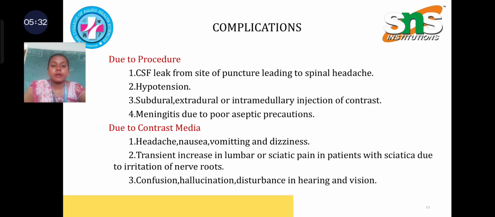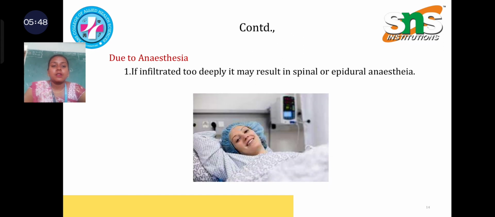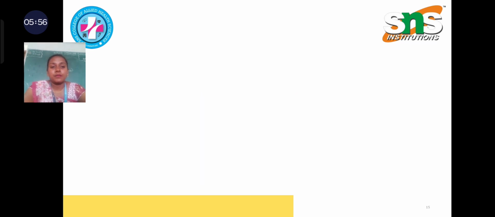Due to contrast media: headache, nausea, vomiting and dizziness, transient increase in lumbar or sciatic pain in patient with sciatica due to irritation of nerve roots, confusion, hallucination, disturbance in hearing and vision. Due to anesthesia, if infiltrated too deeply, it may result in spinal or epidural anesthesia.